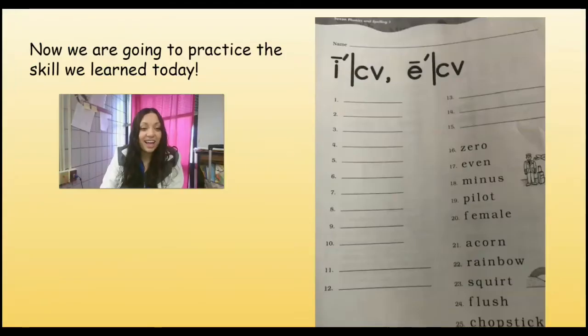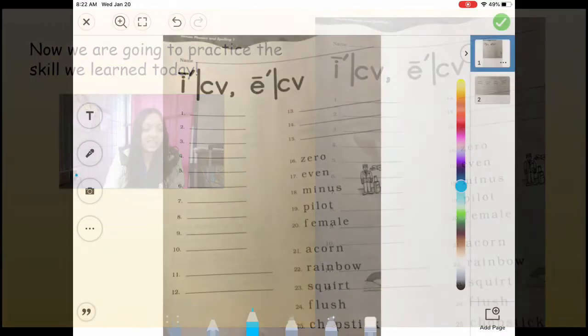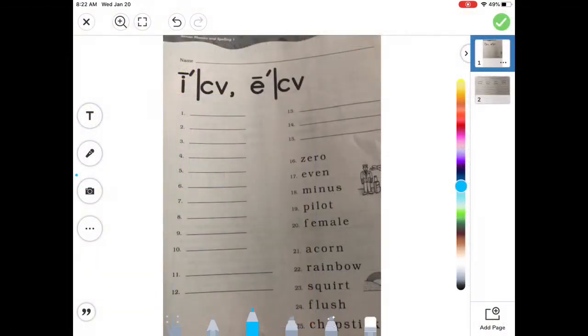All right, we're going to go ahead and connect to Seesaw so that we can do our activity sheet. All right, guys, we're ready for our activity sheet today. And today we worked on that vowel, consonant vowel pattern. But we looked at words that have the long I consonant vowel, and E consonant vowel. So we're going to start with some spelling sounds first today.